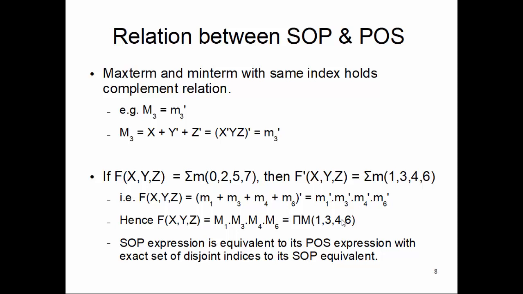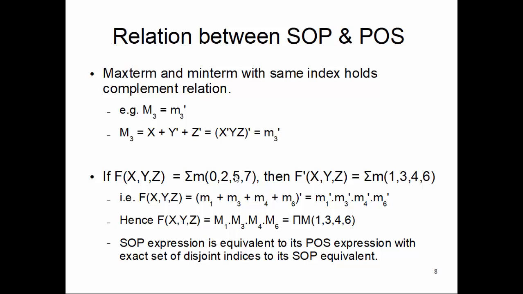So an SOP expression is equivalent to its POS expression with the exact set of disjoint indices of the SOP equivalent. Let's take this example again. We have 3 variables, which means we have a total of 2 to the power 3 min terms indexed by 0 to 7. So we have m0, m1, m2 till m7. Now if this function is a sigma of a certain set of min terms, like here 0, 2, 5, 7, then what is the disjoint set of the indices? Of course it is 1, 3, 4, 6.